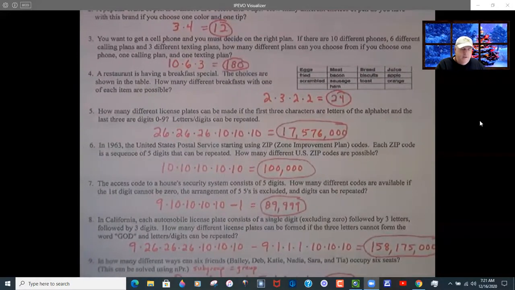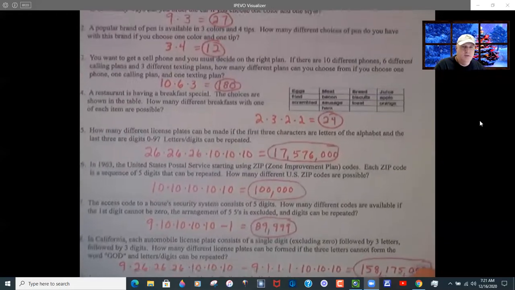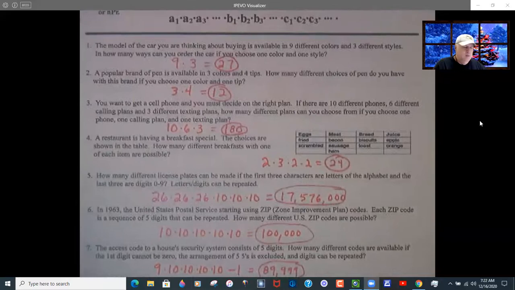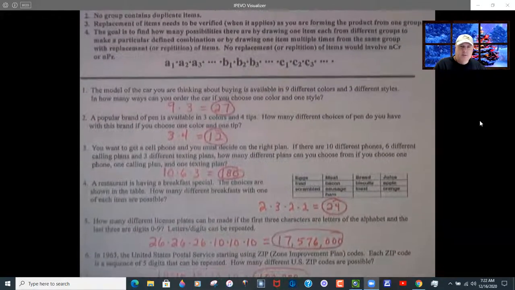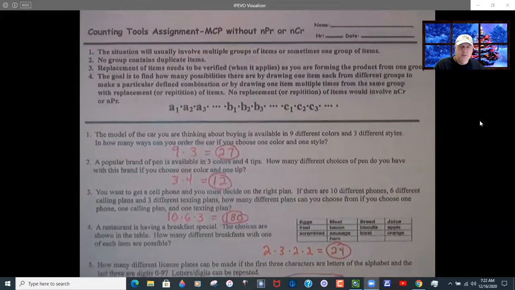If I had to guess what kind of problem the SAT would put on the SAT, a problem like 3, or maybe a problem like 7, maybe the little glitch of having to subtract 1 there. So study this. It's a good synopsis of what's called the multiplication counting principle.